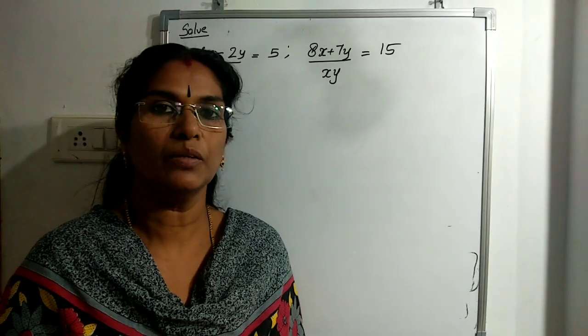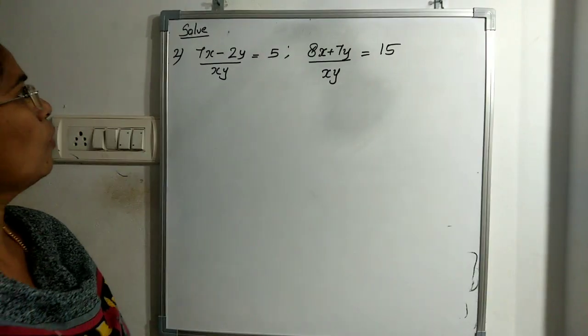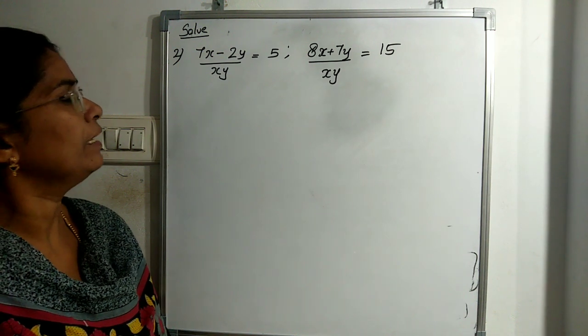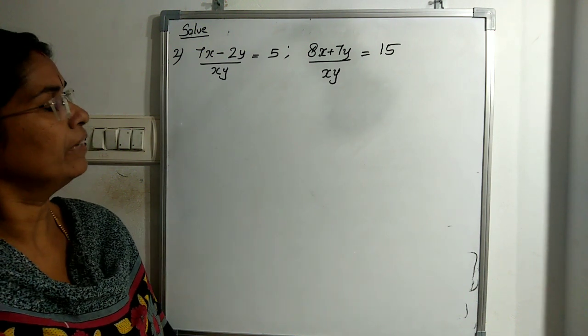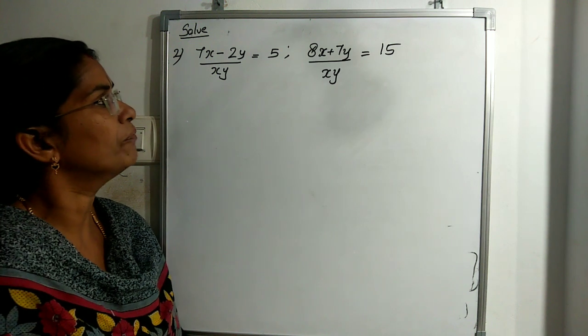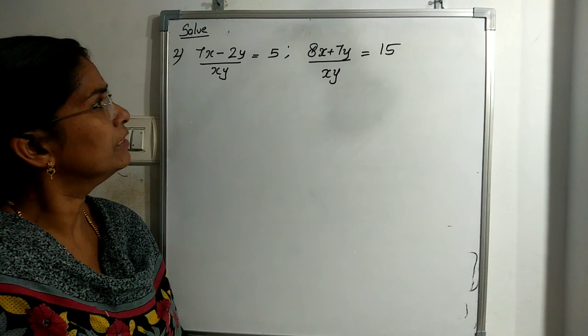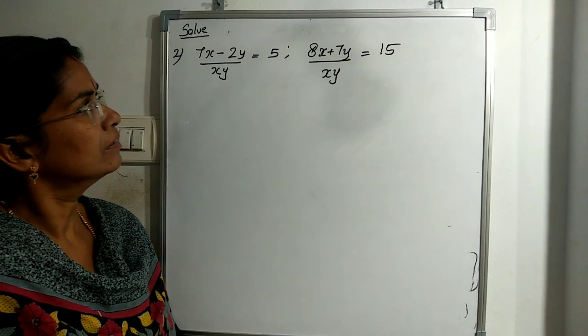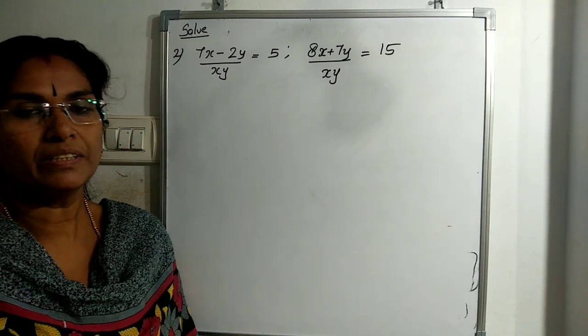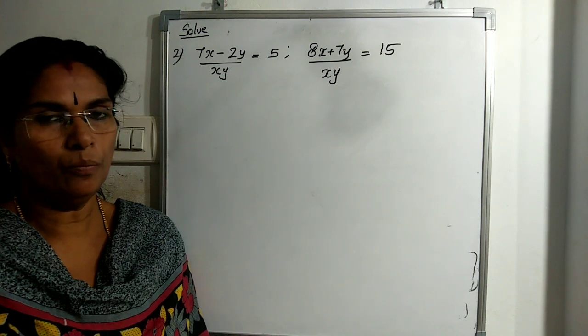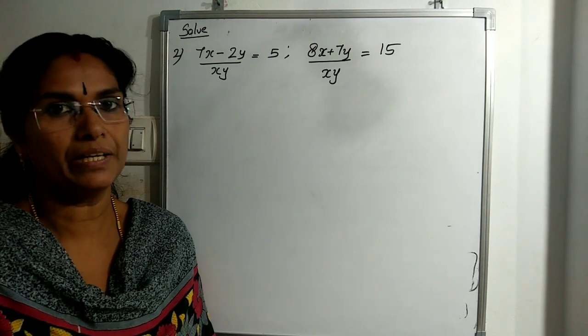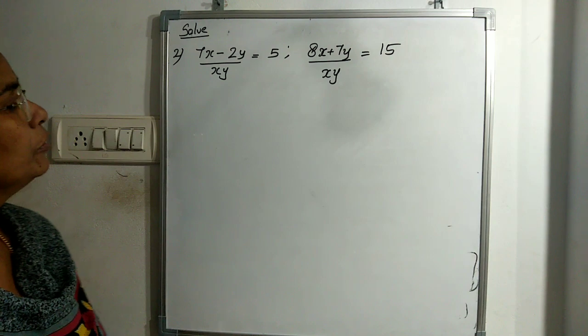Now listen to our second question. Solve (7x minus 2y) divided by xy equal to 5 and (8x plus 7y) divided by xy equal to 15. This given equation is not in the linear equation form. We have to make it a linear equation. So what do we have to do?